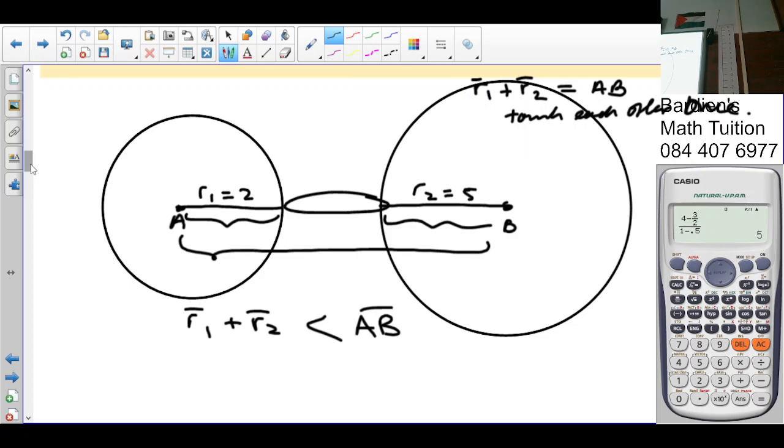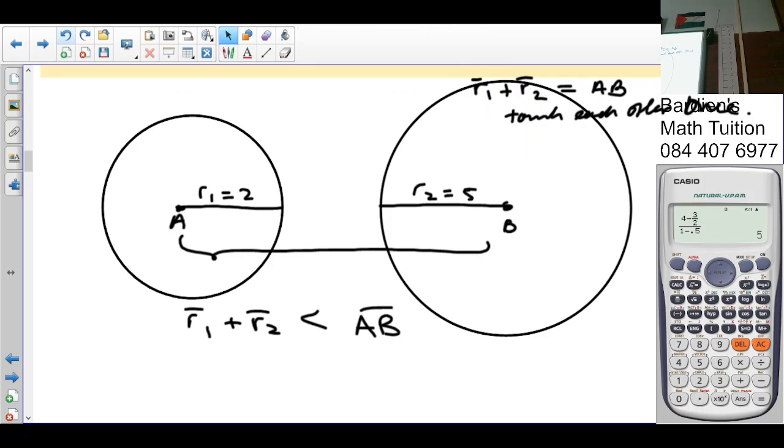Can you see that, people? So what note can we make here? If the distance between the centers is larger than the sum of the two radii, what can we say? The circles do not touch each other. So make a note here: if radius 1 plus radius 2 is less than the distance between the centers, then the circles do not touch each other.